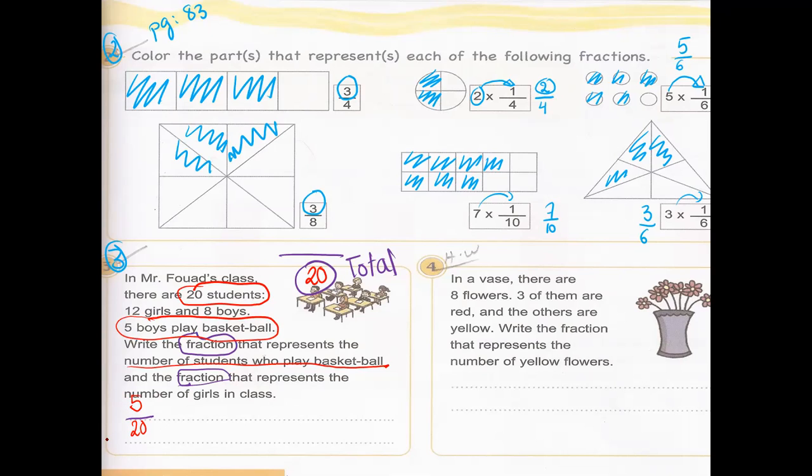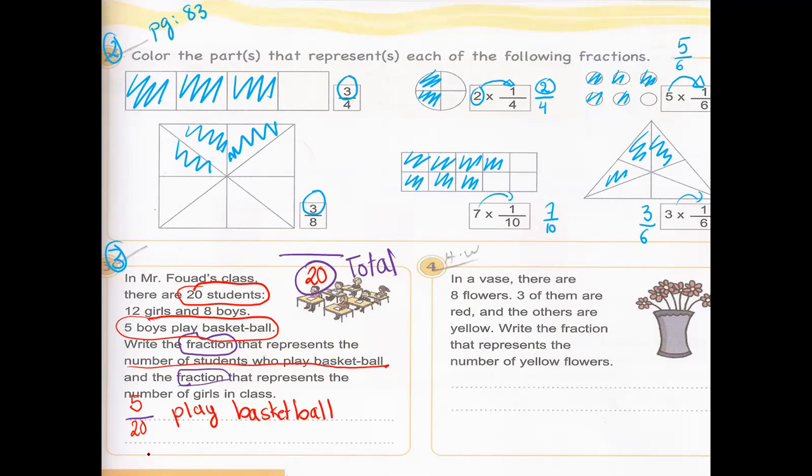If I'm asking you about the number of girls, up you have to write the number of girls. Out of, always the denominator is the total number. Denominator is the total number in all. So 5 out of 20. Let's write: 5 out of 20 play basketball.